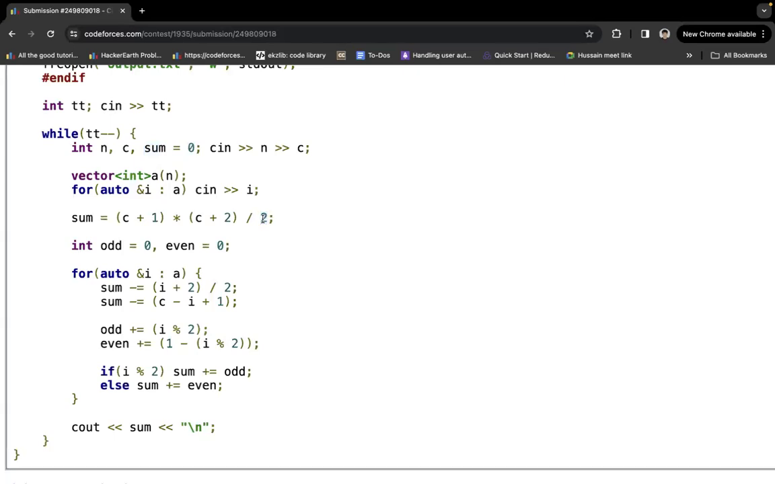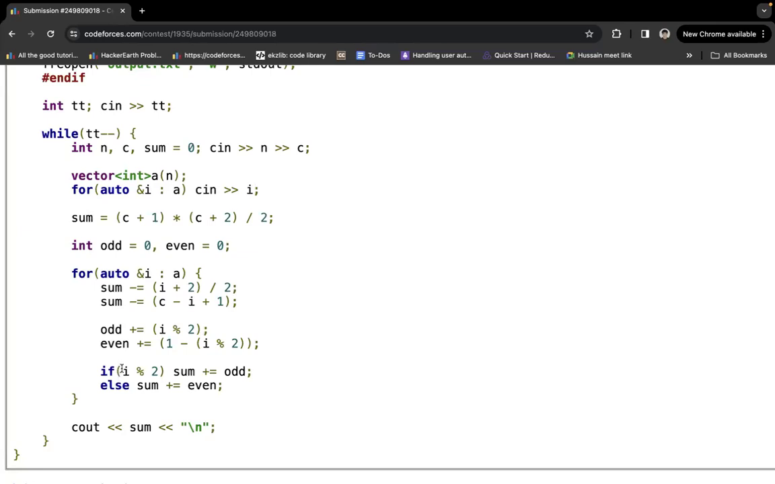Now we just subtract using inclusion exclusion. So the number of pairs that add up to a value, the number of pairs that subtract to that value. Now I just increment. If that number is odd, then I do odd plus plus. If that number is even, I do even plus plus. I'm just using fancy stuff to do this. You can just write an if statement.